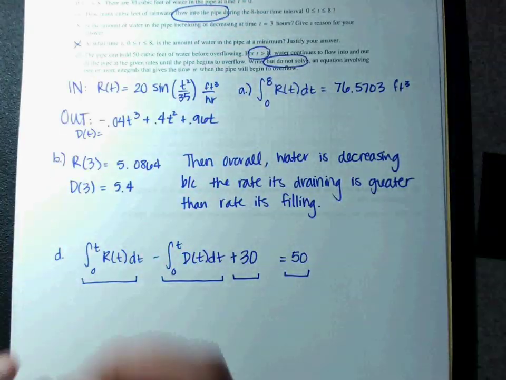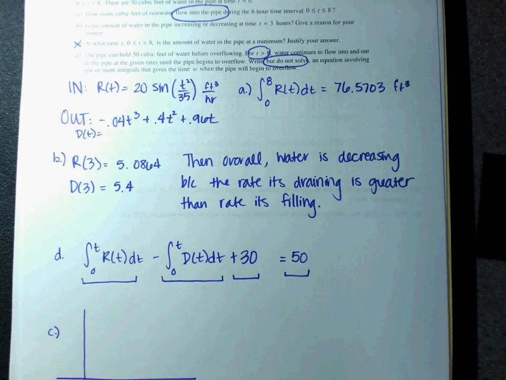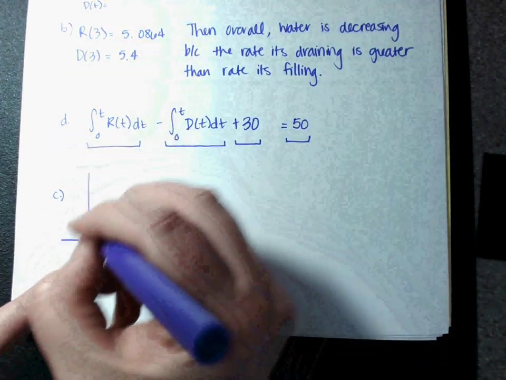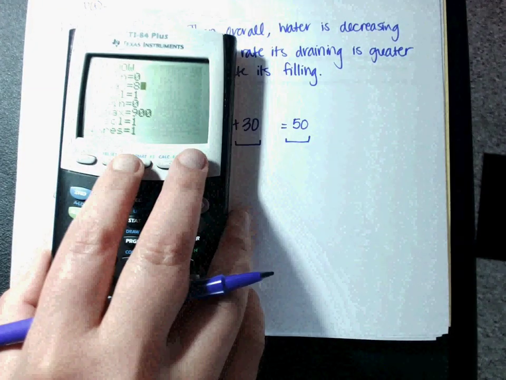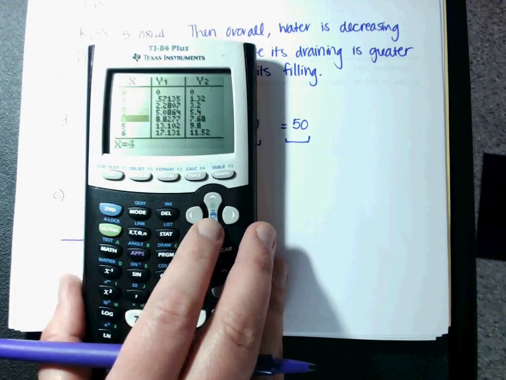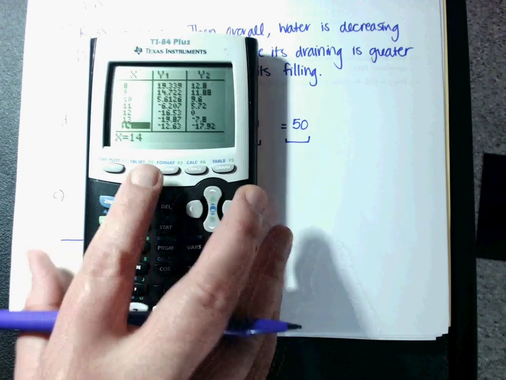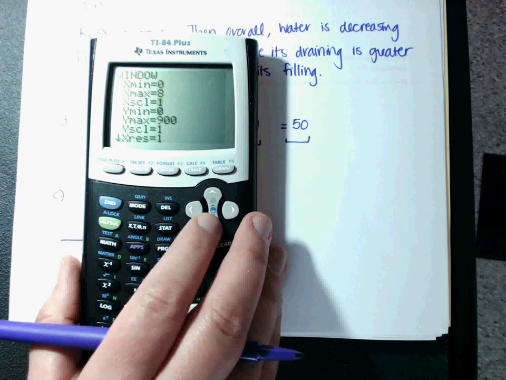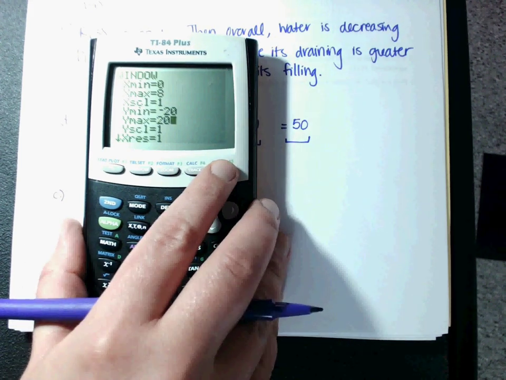Down here for part C, I'm going to set up a graph on my paper. Here's 8, here's 0. Before I graph it, I'm going to look at my table and see what my values are. It looks like it comes up to 17, 19, and then back down. So in my window from 0 to 8, I don't need it to go to 900 like that other problem. I'm going to make it negative 20 to 20. Let's hit graph.